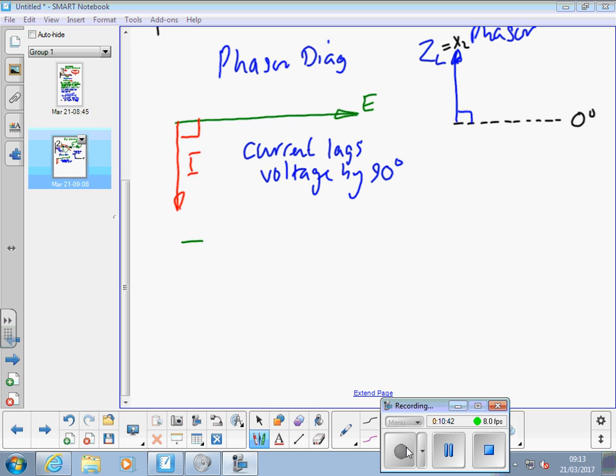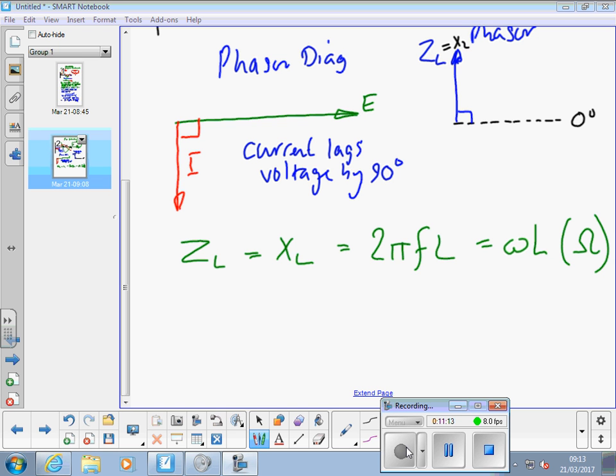We can say that ZL, the impedance of the inductor, is equal to XL, and XL is equal to 2 pi FL. That's also equal to omega L, because we know that omega and 2 pi F are equal to each other, and all of those measured in ohms.